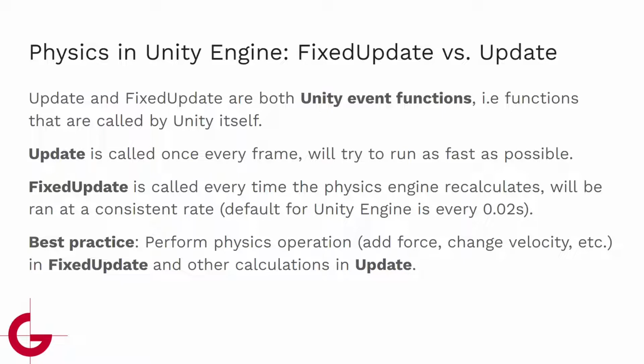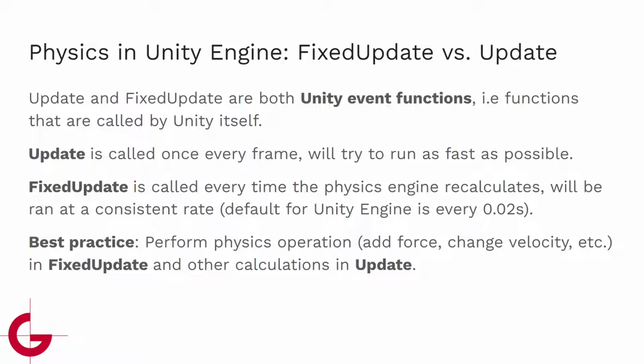Well, fixed update is called every time the physics engine recalculates, and it will try to be consistent instead of run as fast as possible. So when you're using something like gravity or forces, the physics engine has to calculate the position of the object. And the rate at which it recalculates in Unity is usually every 0.2 second. So every 0.2 second fixed update will be called.